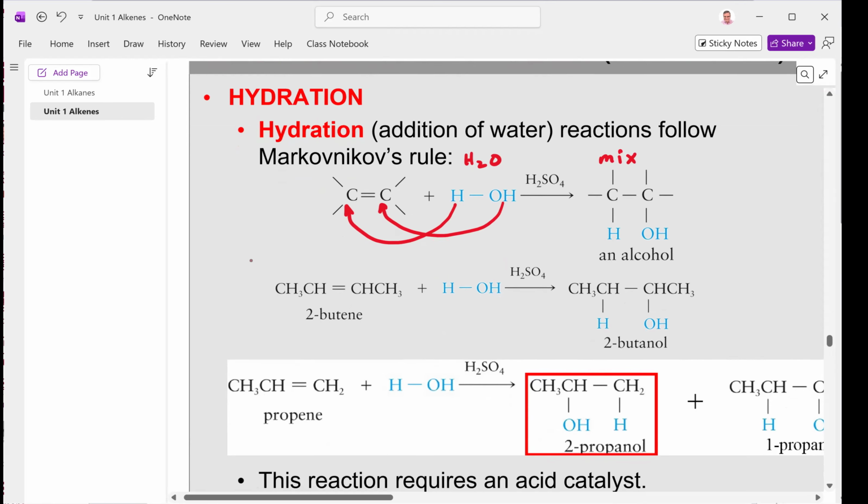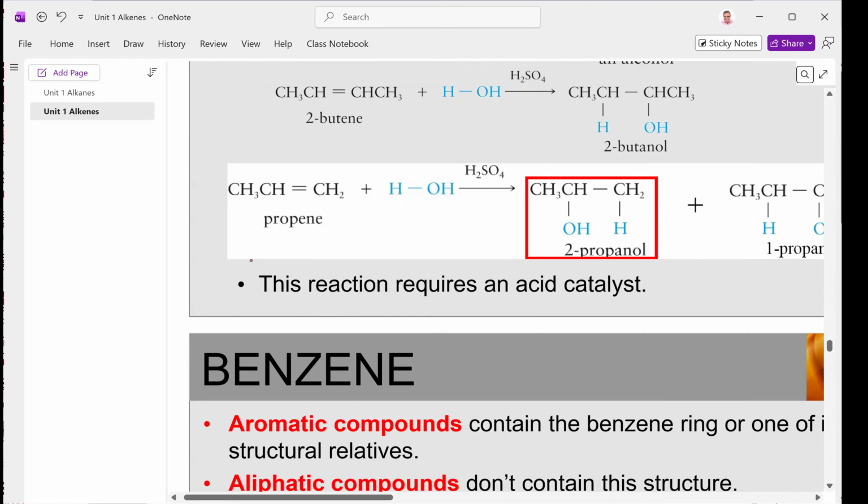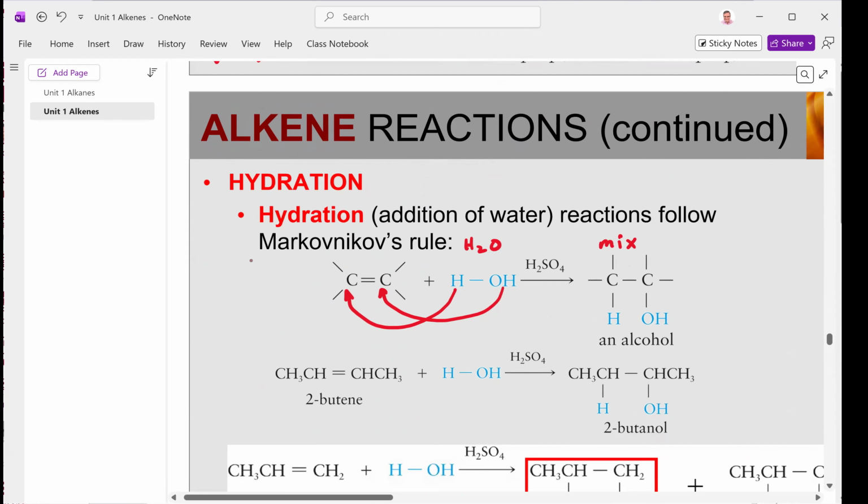All right. So one way to make an alcohol. Now, one subunit we're going to have is alcohols. That's the next one after alkenes. So we're going to learn a lot about alcohols. But anyway, to make an alcohol, one way is to take water with an acid across a double bond. You create an alcohol. All right. So those are the reactions for alkenes.